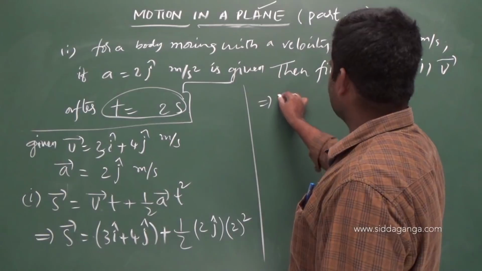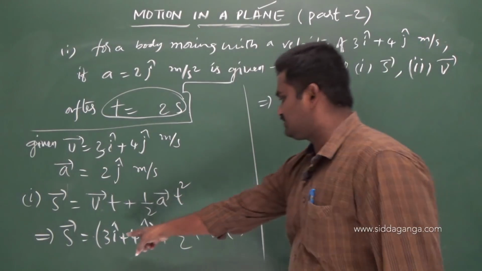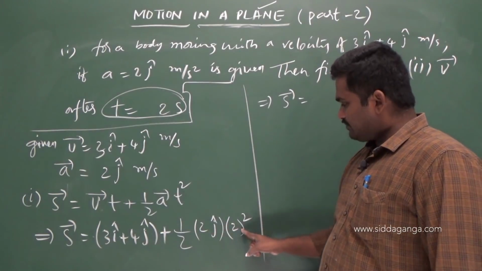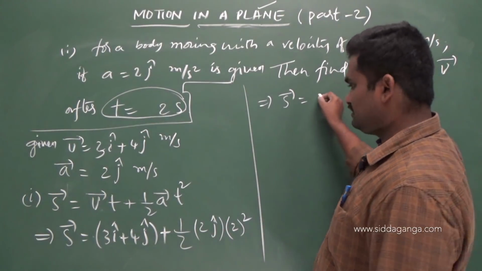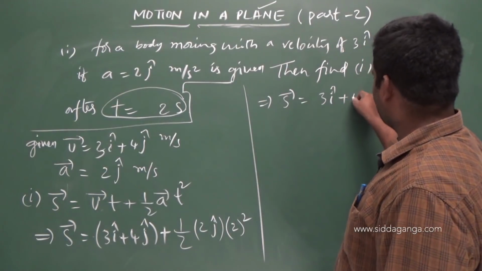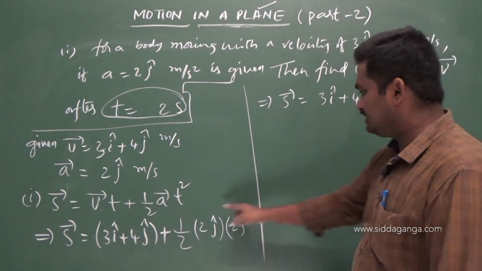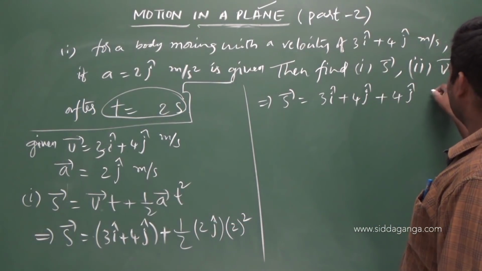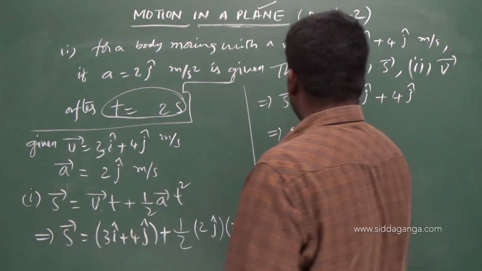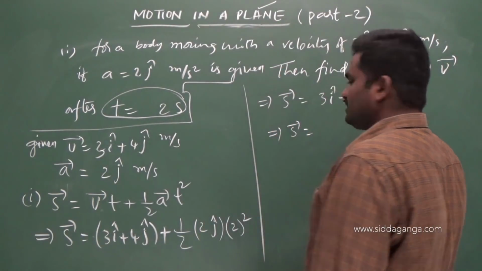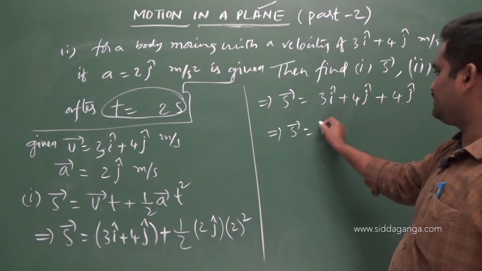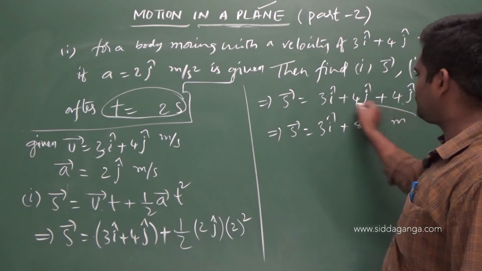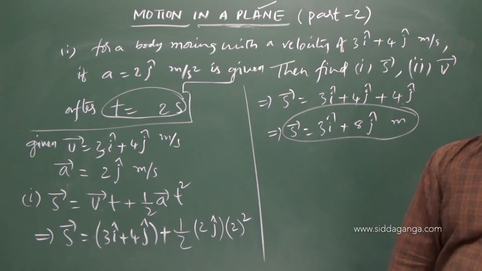So s bar equals 3i plus 4j once again. The 2 cancels here, and j cap into 4 is 4j cap. So straight away 3i cap plus 4j cap plus 4j cap. Finally, displacement equals 3i and 4 plus 4 is 8j. This is 3i cap plus 8j cap meters, the displacement. Like this you have to solve.